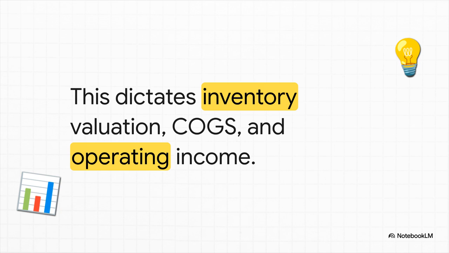Think back to our waiting room analogy for a second. If a company produces more goods than it actually sells in a year under absorption costing, some of those fixed overhead costs get trapped in that ending inventory waiting room on the balance sheet. Because those costs haven't hit the income statement yet, it temporarily inflates the company's operating income compared to variable costing, where all those fixed costs are expensed instantly.